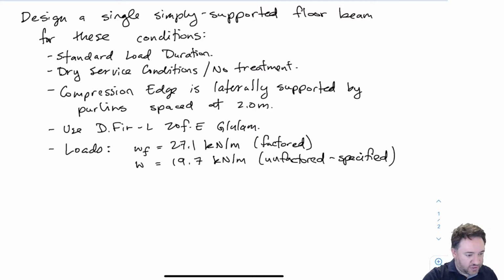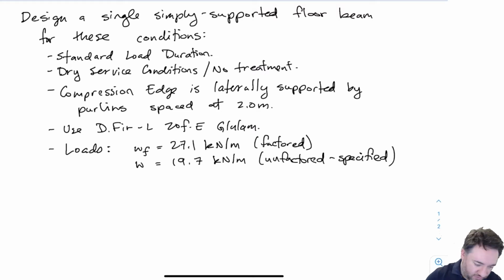And then I've given loads. So we're going to skip the load combination step here, and I've just given some governing load combinations to save some time in this example, since we've seen all this load combination stuff before. So we have effectively a factored load of 27.1 kilonewtons per meter along the length of the beam, which is a line load. I've already stated above that this factored load is associated with a standard load duration, so that's KD equals 1. And I've also provided the unfactored specified load, and we're going to use that for calculation of deflection, since deflection is a serviceability criteria where we don't factor up the loads.